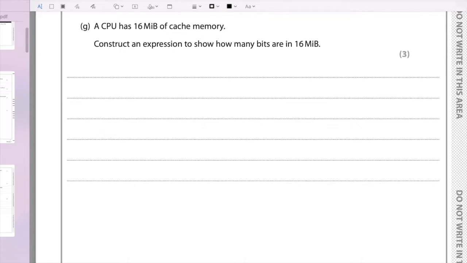So we'll go and have a look at G. A CPU has 16 megabytes of cache memory. Construct an expression to show how many bits are in 16 megabytes. So remember, we start with 8 bits in a byte. Then we multiply that by 1024, so that will give us kilobytes. Multiply it by 1024 again. You could put 1024 squared there to give us megabytes, and there's 16, so I now need to multiply that by 16, and that is my full expression for 3 marks.